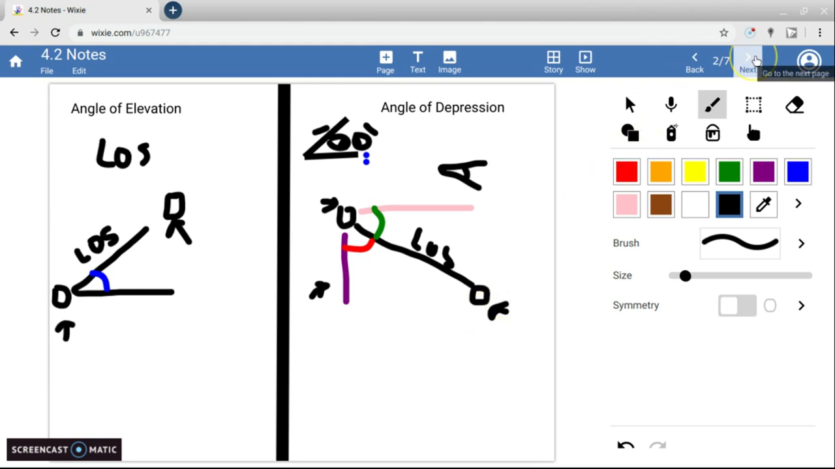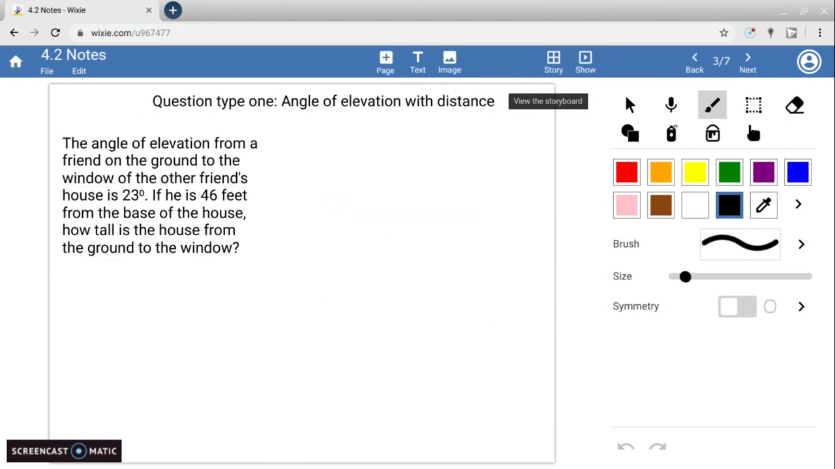So there are different word problems that reference these two terms that will help you know what they're talking about. There are 4 different kinds of word problems you might get, and here's the first kind. This is an angle of elevation with distance. All this is basically the same thing as in standard 4.1, but you have to figure it out from words. And you have to know what angle of elevation and depression are.